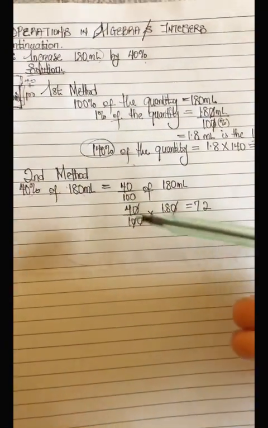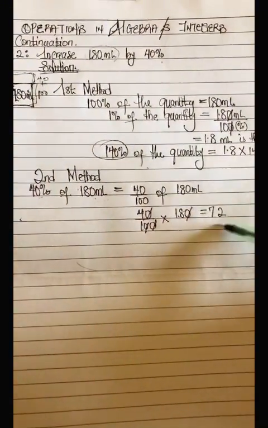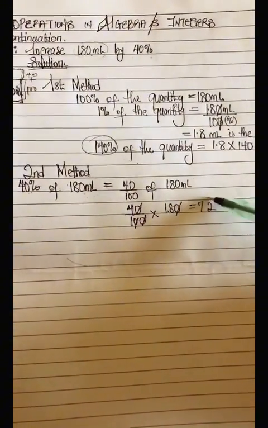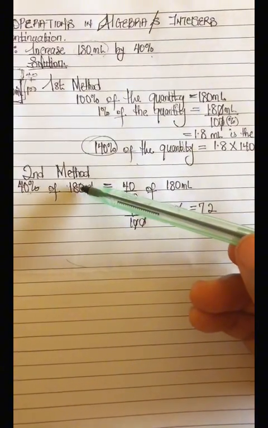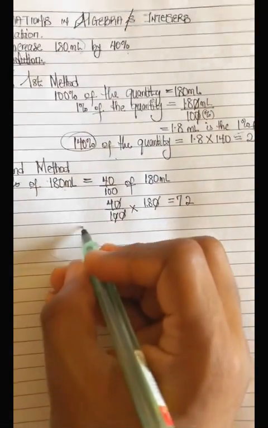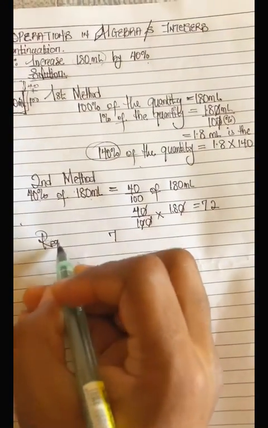Now, this 72 is the 40% of this quantity. However, we are asked to increase by 40%. So it means if this is 40% of the quantity, all I have to do is to add 72 plus the original ml. So this will be the required quantity.